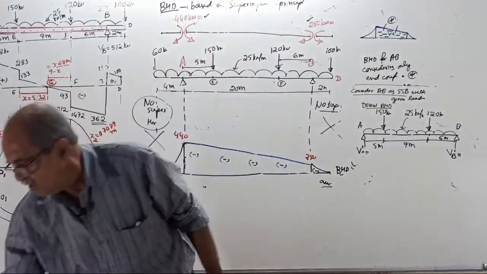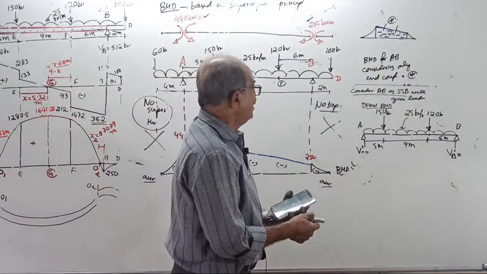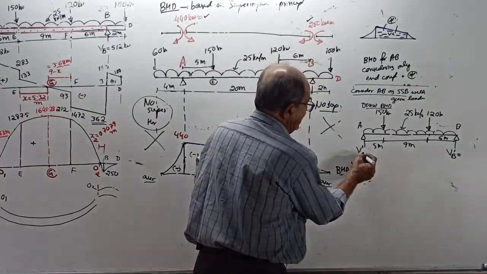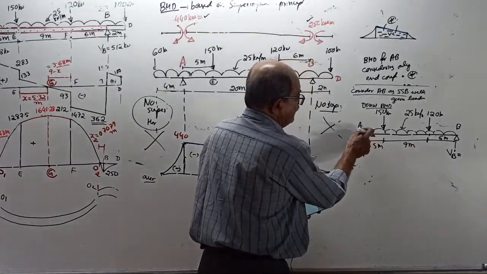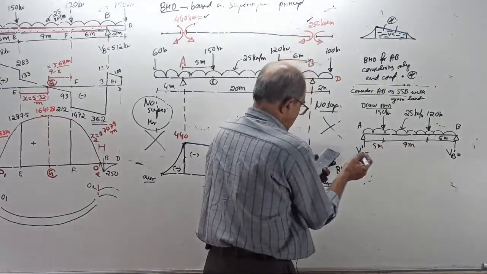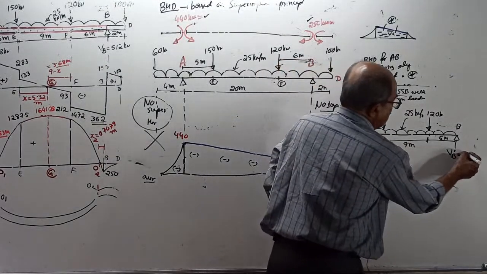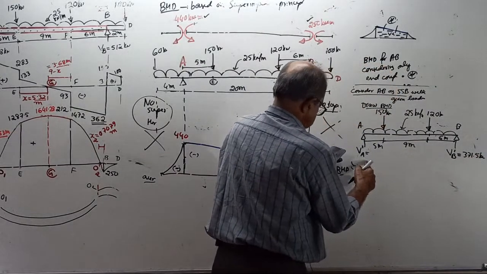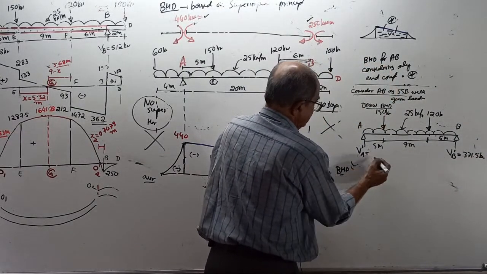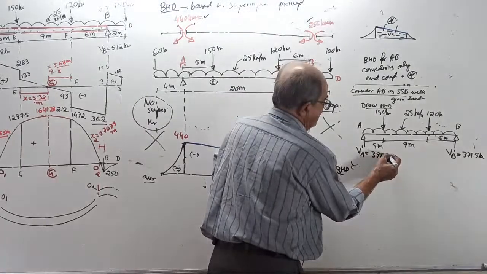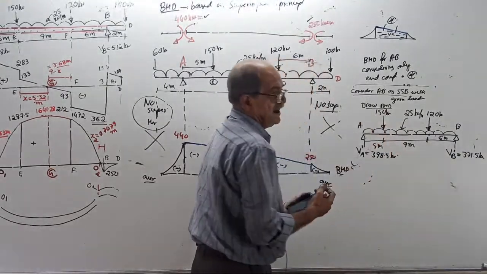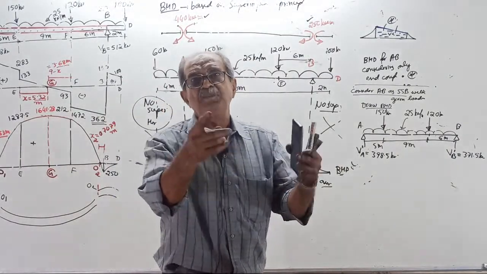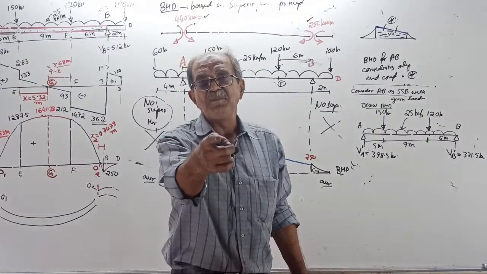Yes. Now, the reaction, someone told, I will believe him. Because why? If you cannot find this reaction, then why come to the class? Take moment about A, and that way VB will come 371.5 kilonewton. And VA will come 398.5 kilonewton. Correct? Okay, now I am not saying I don't believe him, but if you make a mistake, I can catch you now.